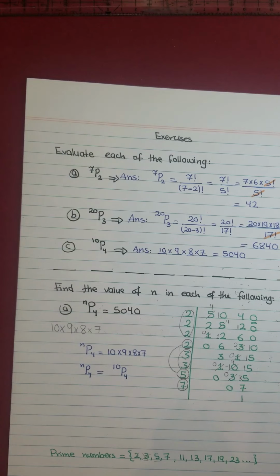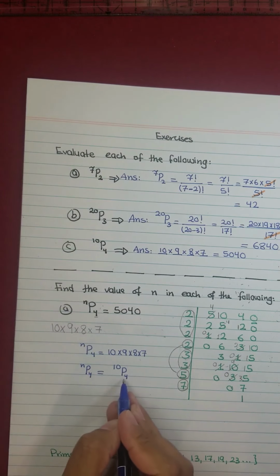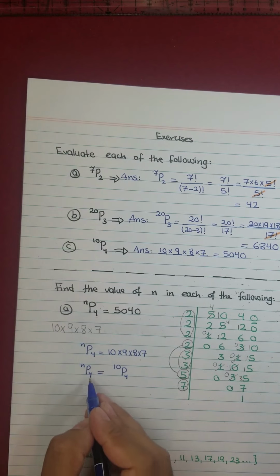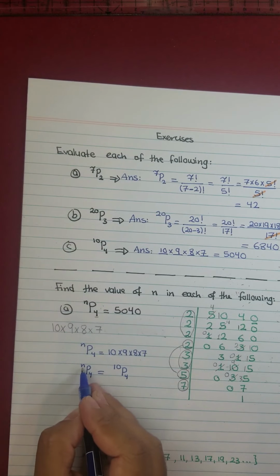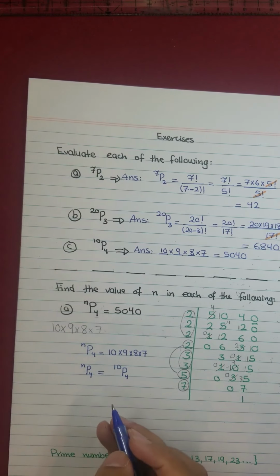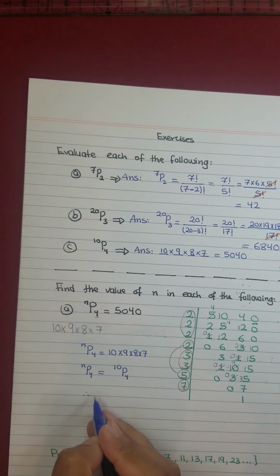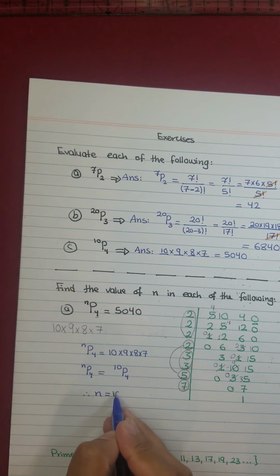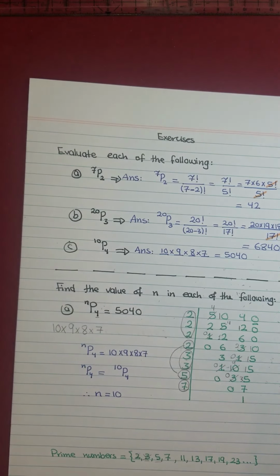And what does that mean? It means that since it's the permutation on both sides and it's 4 on both sides, for sure n is how much? n is 10. So therefore n is equal to 10. So we got this 10 back. And this is one example of a backward question.